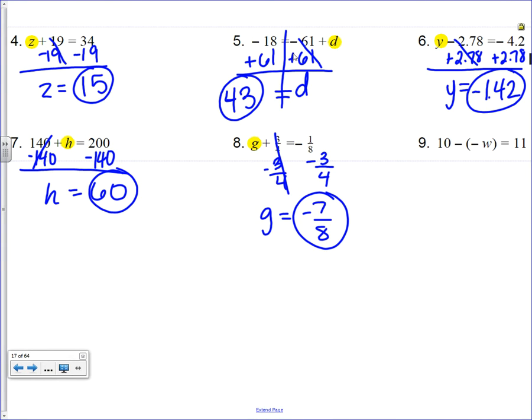Any ideas on how I need to fix this before I start? Distribute. What am I distributing? And it's a -1. So what do you get here? You get positive W. Do I need the 1 in front of the W? No. Now how do I isolate that W? Subtract that 10 over. W equals 1. Questions there, folks? How we doing?